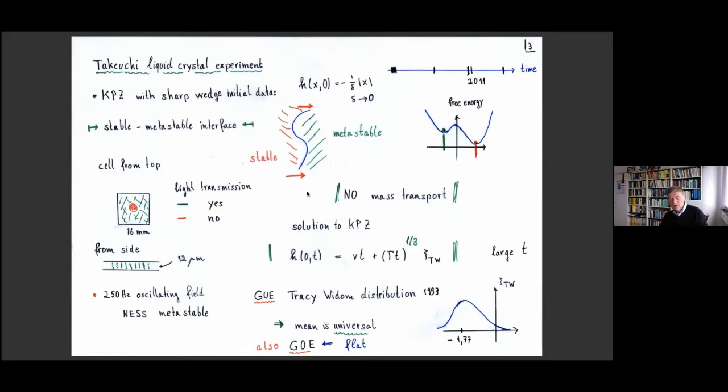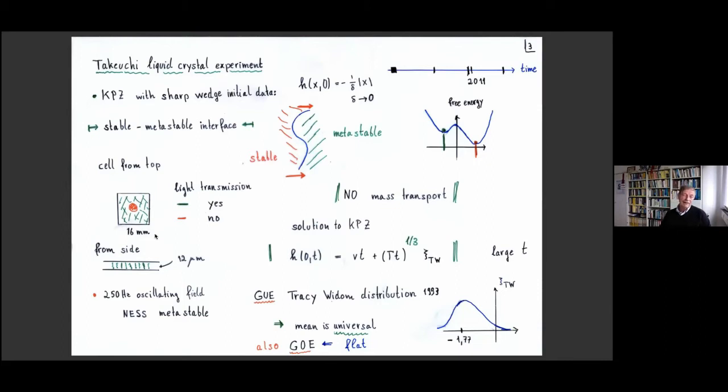Now, how this is actually realized is that you have two parallel plates, which are 12 microns apart. And in between you have a liquid crystal, which has rod-like molecules that are aligned. It's a little cell. You can take it in your hand. It's quite a stable object.